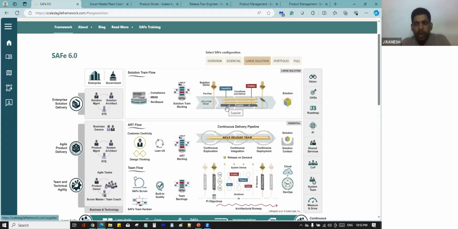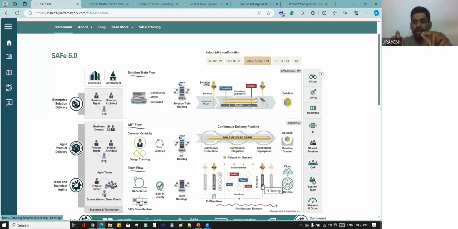Now I come to your point, Joshi. The cadence for train level, no? That's the cadence for train level. All the 10 teams start at the same time, end at the same time. That is called PI planning. Can you see here? The PI planning, all the teams start here, end here. That is also cadence. You're right.